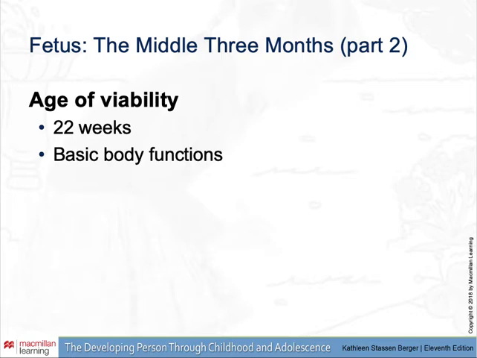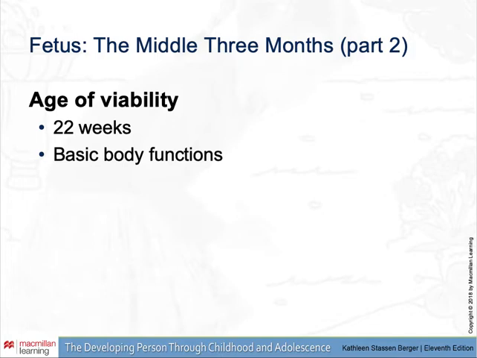All right, continuing on the middle 3 months here. At the age of viability, this is the age at which a preterm newborn can survive outside the mother's uterus if medical care is available. This occurs about 22 weeks after conception. The brain is able to regulate body functions such as breathing.